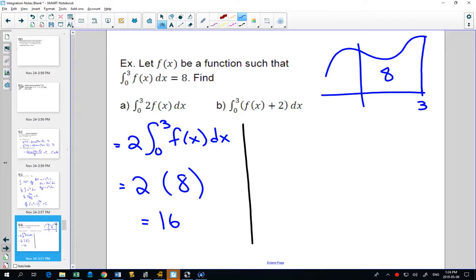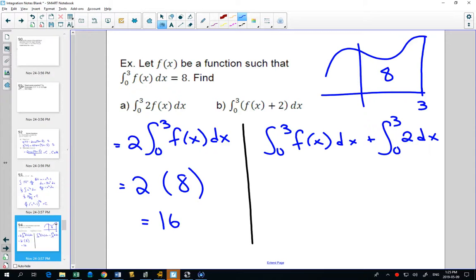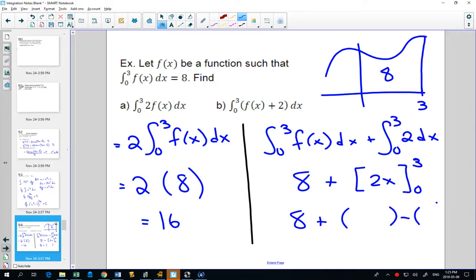Integral properties for adding two things. When you add two functions, you could do the integral of them separately. This one I already know is 8. And this one is an easy integral. It would just be 2x from 0 to 3, which would be 6 minus 0. So we get a total area of 14. Now that's using the properties of integrals.